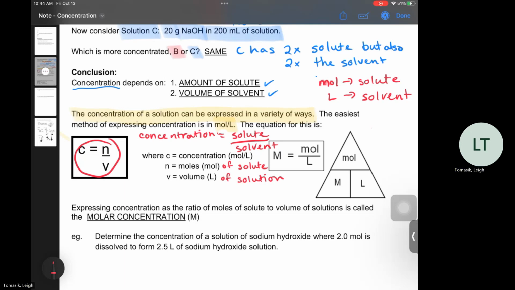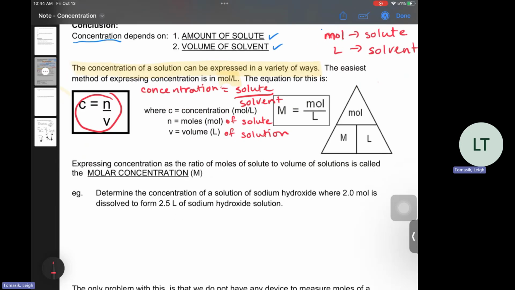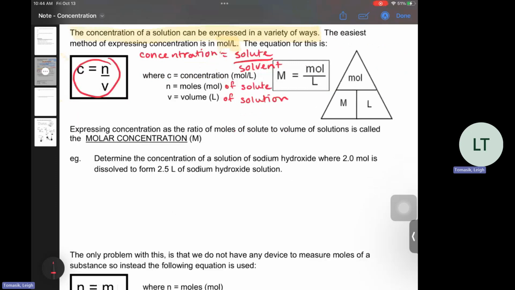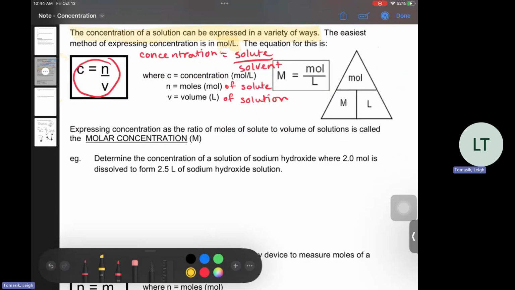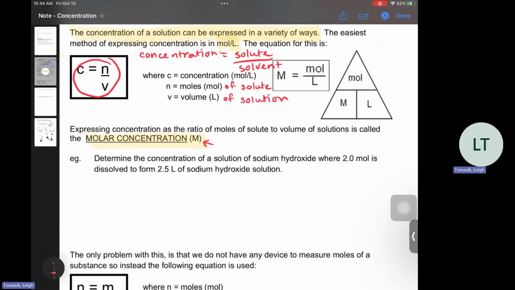Okay, so expressing concentration as the ratio of moles of solute to volume of solution is called the molar concentration. Okay, and sometimes this is abbreviated as M, right? So the molar concentration is sometimes in moles per liter, but sometimes you'll see it as M, which stands for molarity or molar concentration.